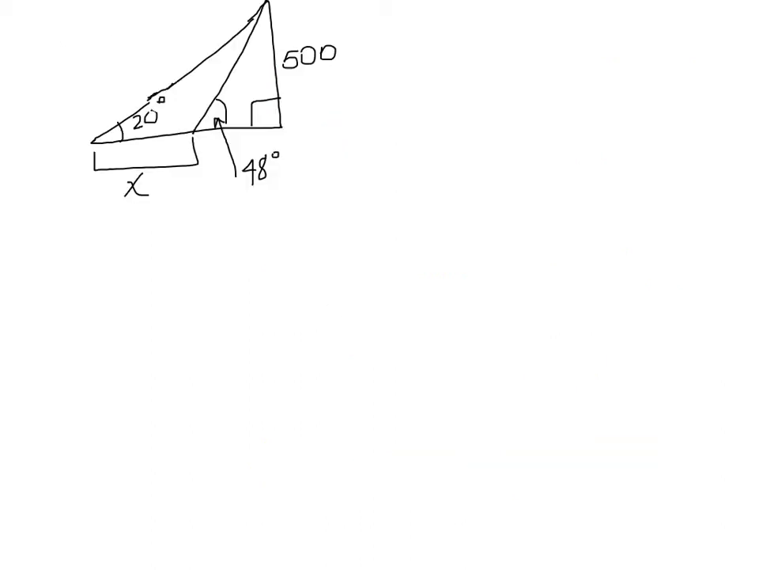Okay, here's another example. We're trying to find x, this little piece. If you notice, this triangle here is a right triangle, and then this large triangle is a right triangle. So those will be my two right triangles that I need.